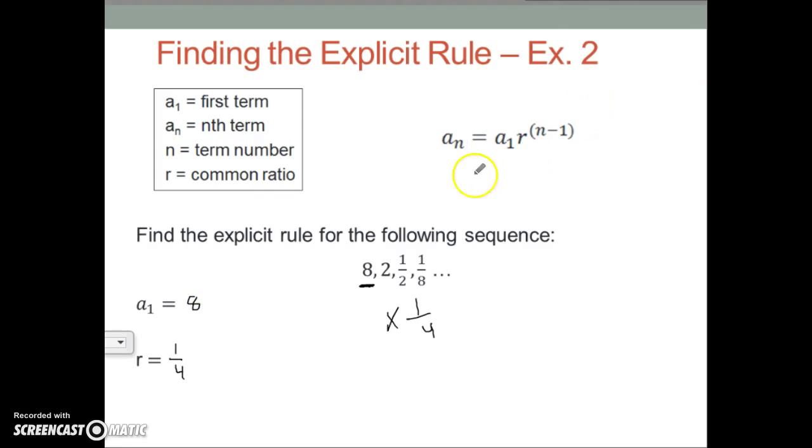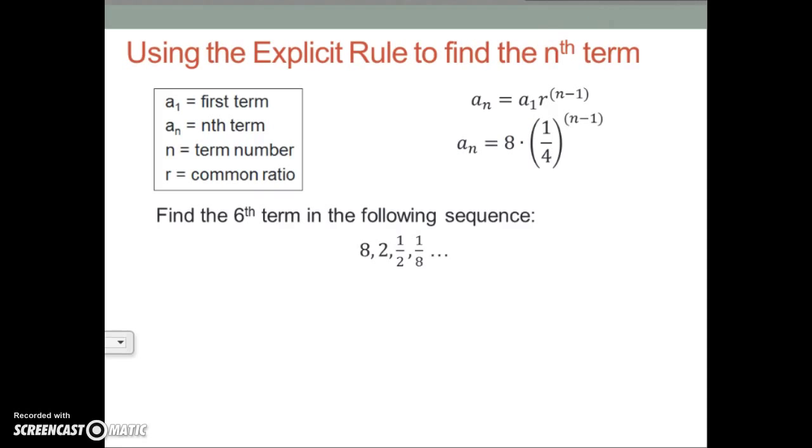So writing our explicit rule, we would have a sub n equals 8 times 1/4 raised to the n minus 1. And you don't want to multiply 8 times 1/4 first, because you want to use order of operations and do 1/4 raised to the n minus 1.